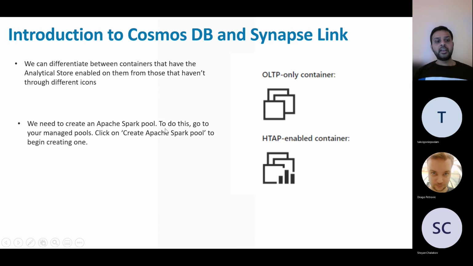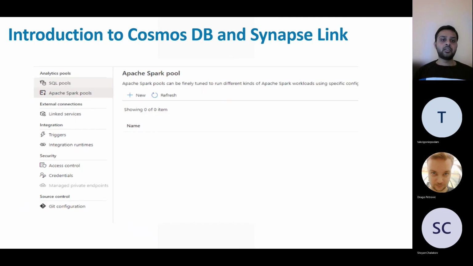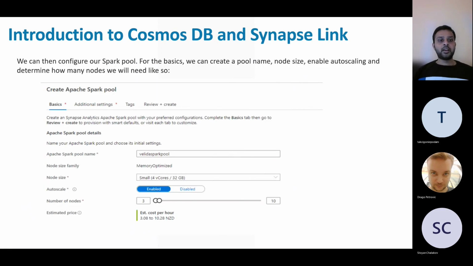Now, we need to create an Apache Spark pool. In order to do this in the Synapse workspace, you can go to Manage pools and click on Create Apache Spark pool to create a new Spark pool. This is the screen that you have to go to from the Synapse workspace. If you click on the New button, then you will get an option to create a Spark pool. In order to create a Spark pool, you have to provide some basic configurations.